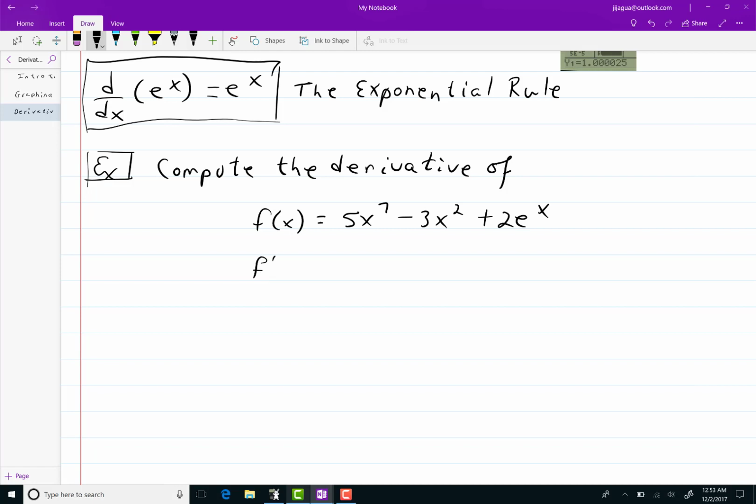So f prime of x, using a combo of our rules, mostly the power rule, that 7 will get changed to an x to the 6th, but I'll take that 7 out front, and I'll get 7 times 5 is 35. The sooner you get quick at these, the better. Similarly on the next one, I'm going to change that 2 to a 1, or I'm not going to write anything actually. But then when the 2 comes out front, it multiplies to the 3 and gives you 6x. And then finally, e to the x is its own derivative.